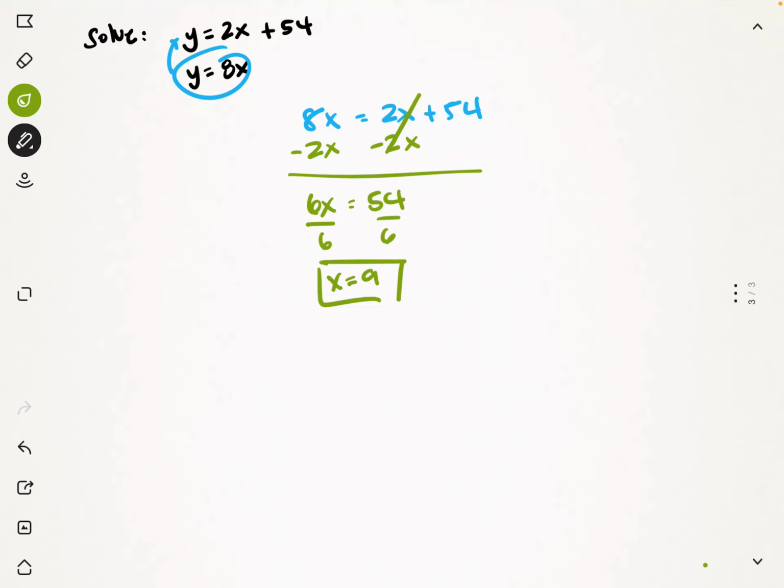Remember, we're not done yet. We have to substitute our x back into our equation. So I think the bottom one definitely looks simpler than the top one. So we're going to say y equals, and we're substituting 9 for x, because that's the variable we just found. So 8 times 9. So y is going to be 72. So our solution is 9 and 72.